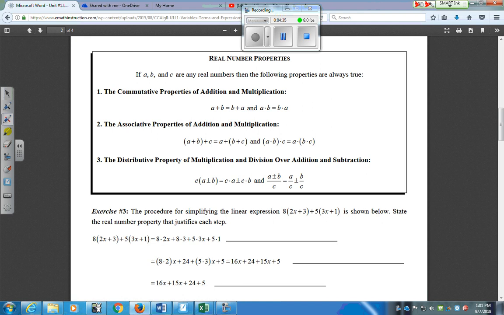Now the commutative property is basically taking two numbers and rearranging them. So you rearrange the numbers, in this case two numbers, in any order. You should get the same thing with adding and multiplying.